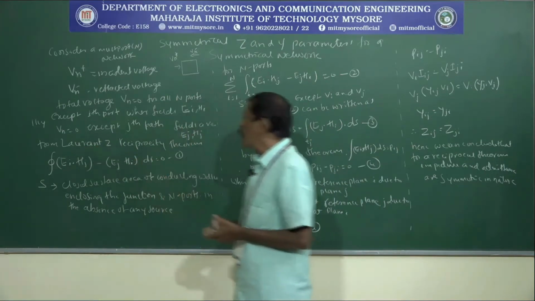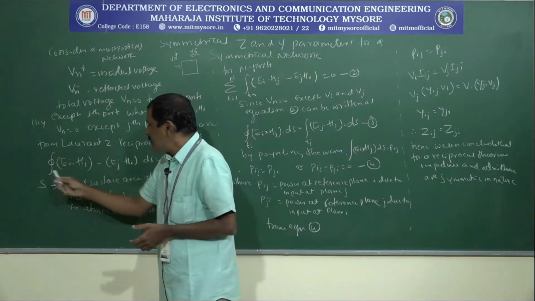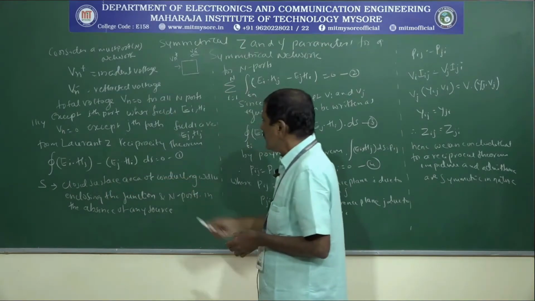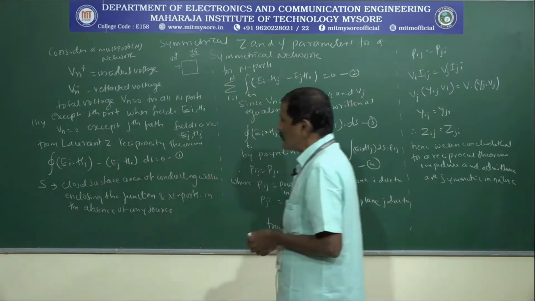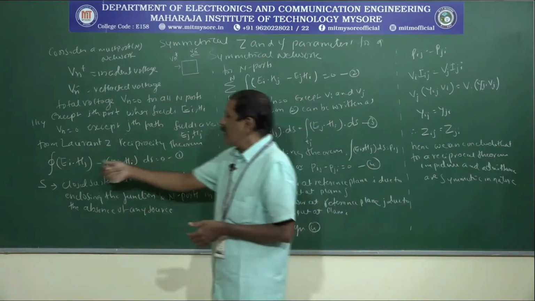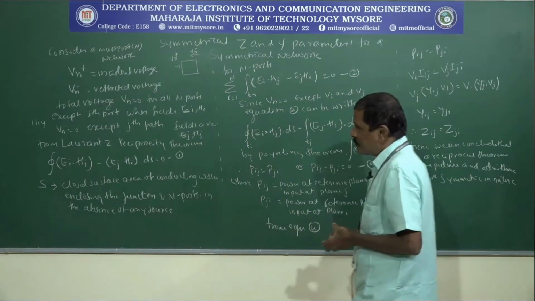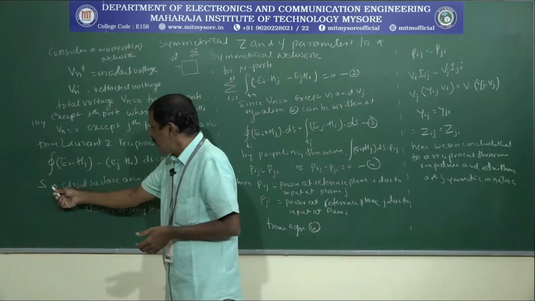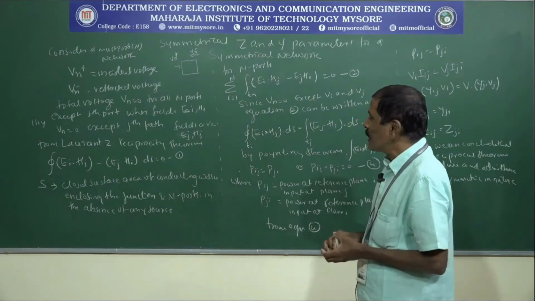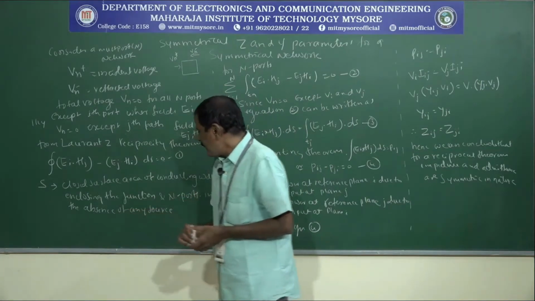Now from Lorentz's reciprocity theorem, you can write the surface integral of Ei cross Hj minus Ej cross Hi, dS, equal to 0. Here Ei is the electric field and Hj is the magnetic field, and S is a closed surface area of conducting walls enclosing the junction of N ports in the absence of any source.